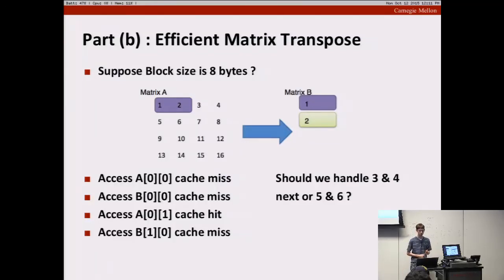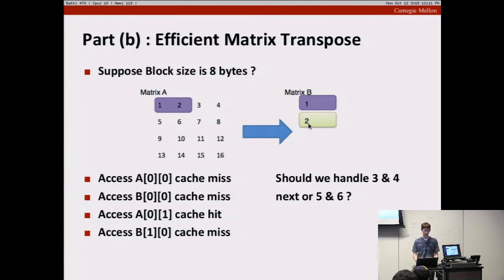But our cache, the way it's implemented, we've already loaded up these cache blocks, the 1 for 1 and 2. And these cache blocks are going to be the ones that contain 5 and 6 in our transpose. 5 is going to go here next to the 1, and 6 is going to go next to the 2. So if we do 5 and 6 next, what that means is if these are already loaded, we won't have a miss when we go to write them to matrix B.